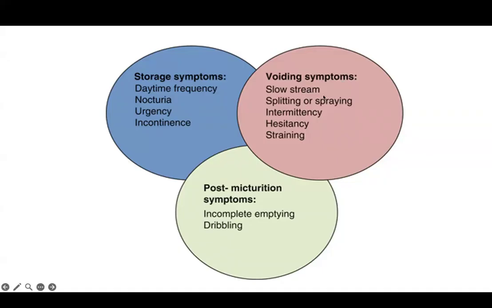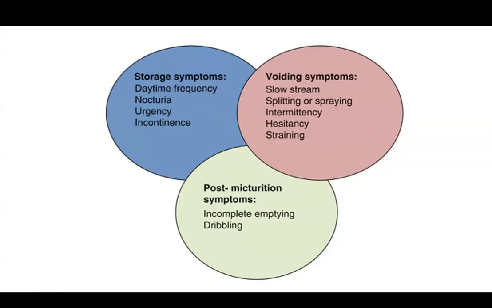Now the voiding symptoms. The voiding symptoms are poor stream, intermittent stream, and hesitancy. Poor stream, we all know, is a slow stream of urine. Intermittent stream is when urine stops and starts. And hesitancy is difficulty in initiation of urine. The patient has an urge, he or she wants to void, but there is difficulty in starting the pee, that is hesitancy.